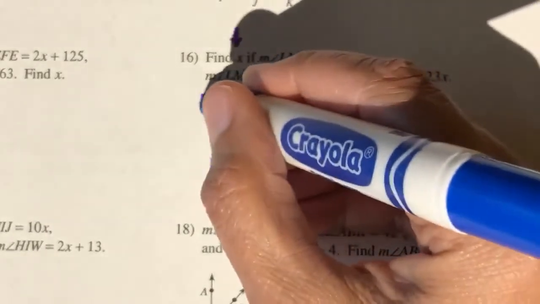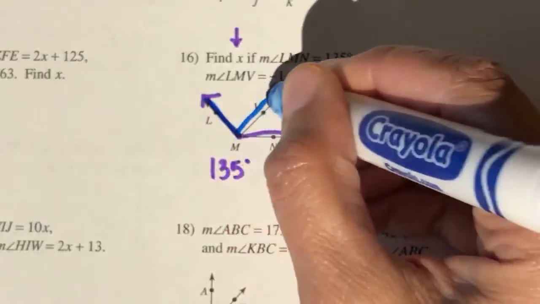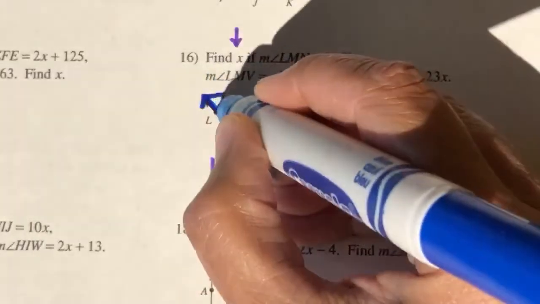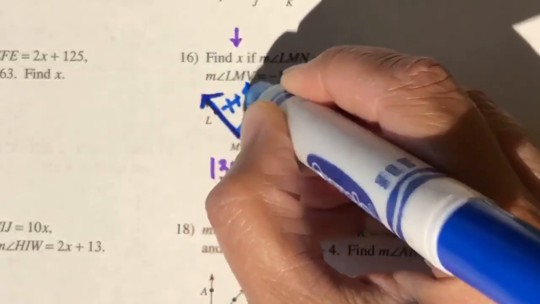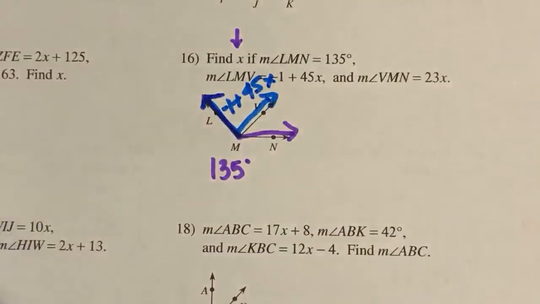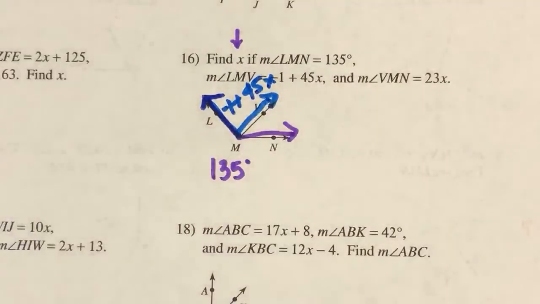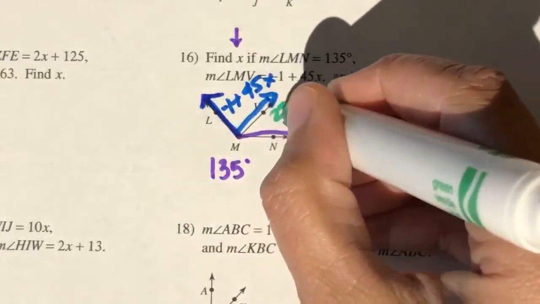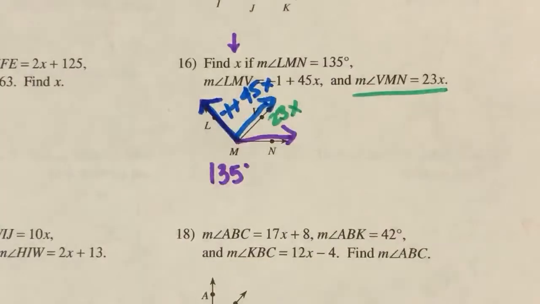Now I've got LMV. That's LMV. LMV is -1 plus 45x. So I'm going to label that -1 plus 45x. After I do that, I'm going to move on, and now I'm going to look at the next angle, VMN. VMN is 23x. So now I've got my big angle, and I've got my two smaller ones.